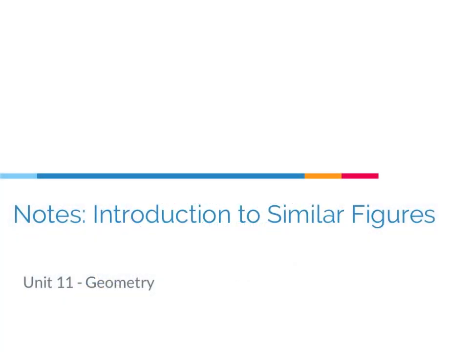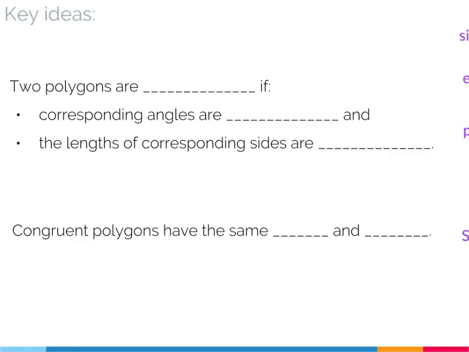Back. Today we're going to be doing a small introduction to similar figures, so let's go ahead and take a look at a few key ideas. We need to know that two polygons are similar if corresponding angles are equal and the length of the corresponding sides are proportional. And we've talked about proportional before.